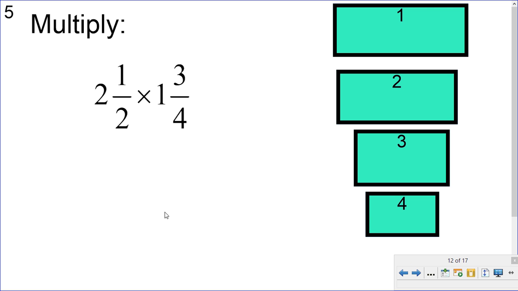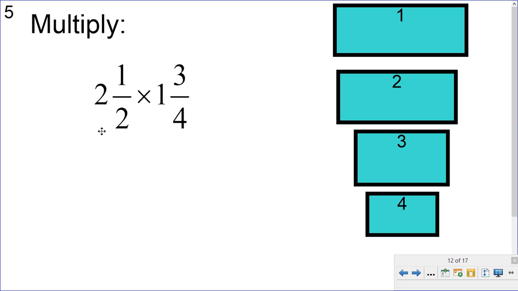So here's a problem. Multiply 2 1/2 times 1 3/4. So we're going to multiply these two mixed numbers. Remember, a mixed number is a whole number with a fraction or a decimal attached to it, and we want to change this into a fraction. So our first step would be to take 2 1/2 and let's change that into a fraction.